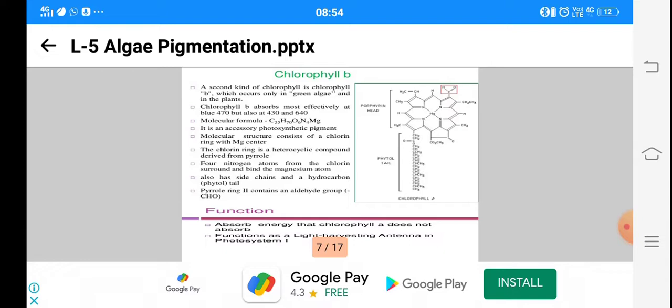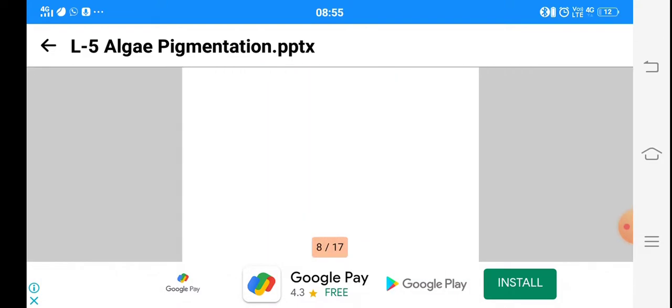Then it is an accessory pigment, a photosynthetic pigment, and generally it shows heterocyclic compounds. The main function is chlorophyll. It does not absorb the light itself, but functions as a light harvesting antenna in the photosystem. So it is the main character.